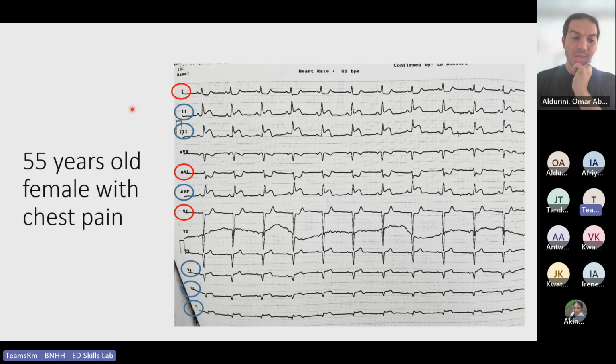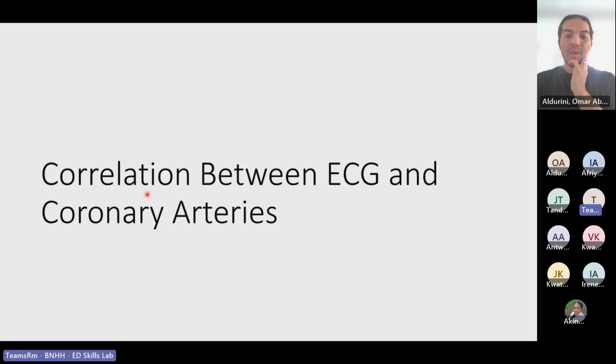Okay, what about V1? There is a slight ST segment, the J point is slightly lower than the TP line.